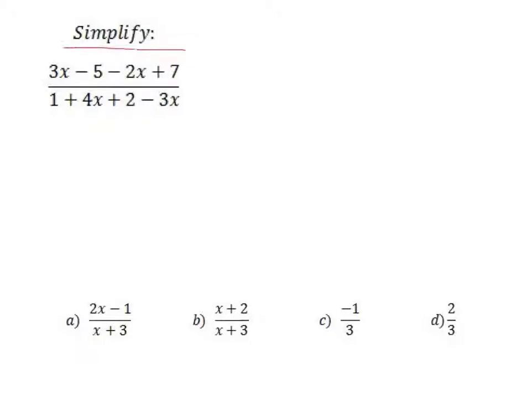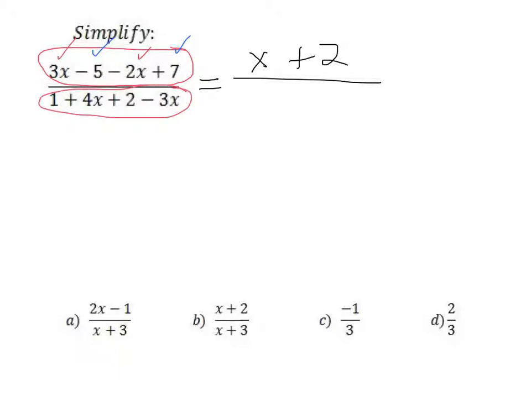First off, in the numerator, there are some like terms, specifically the 3x and minus 2x. So that will equal just x. And then we also have minus 5 plus 7. That would be plus 2. In the denominator, we also have like terms. Here we have the 4x and the minus 3x. That would be x. And the 1 plus the 2 equals 3. Okay.